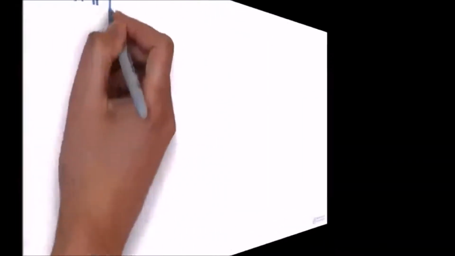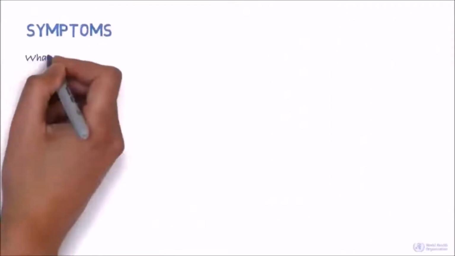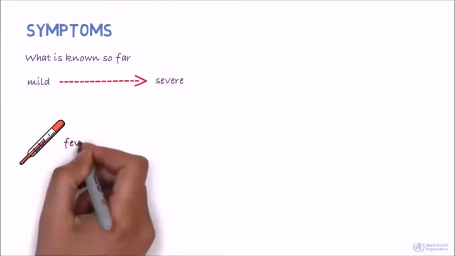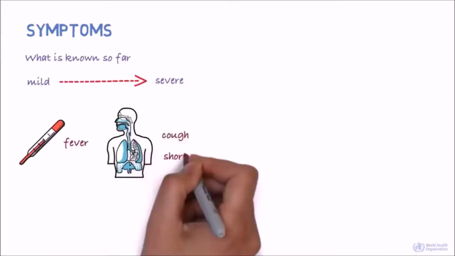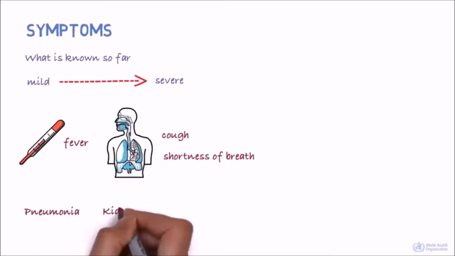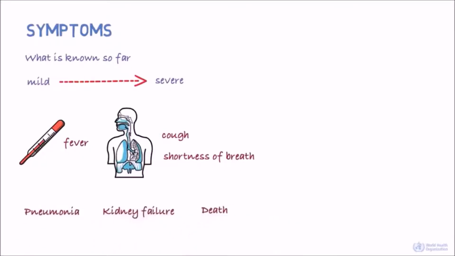How does the disease present? Well, from what is known so far, there can be a number of symptoms ranging from mild to severe. There can be fever and respiratory symptoms such as cough and shortness of breath. In more severe cases, there's been pneumonia, kidney failure, and death. The mortality rate is not known yet.